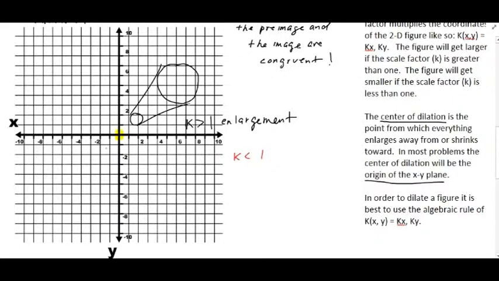Now, in red, if k is less than 1, that means we're going to have a reduction, meaning the size of the figure is going to reduce and it will move towards the origin. Notice how the red circle, when k is less than 1, is moving towards the origin. And notice when k is greater than 1, the figure will move away from the origin as it gets larger. So a reduction moves towards the origin and an enlargement moves away from the origin.